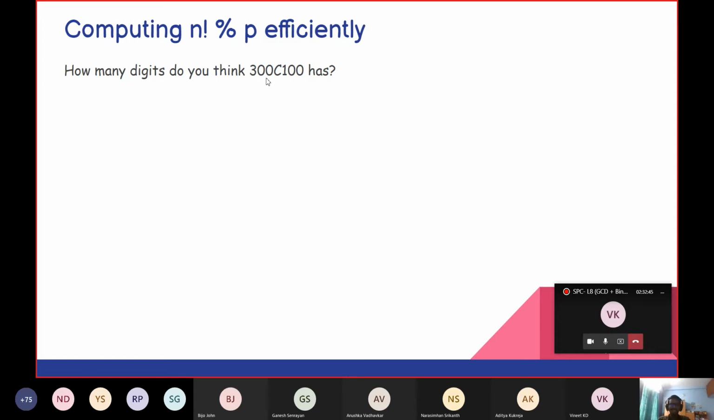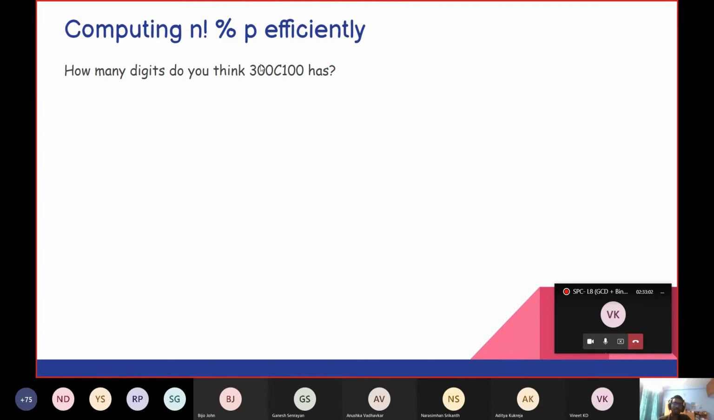That's cool. You can give me a very bad minimum lower limit. You can say it's more than 20 also. I'm fine with that, because if it's more than 20, we can't compute it with our computer. We can't compute 300C100 with our computer if it has more than 20 digits.